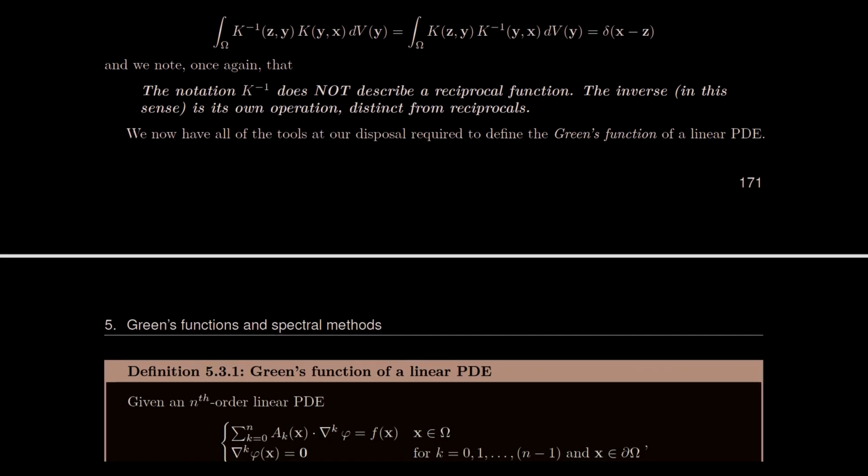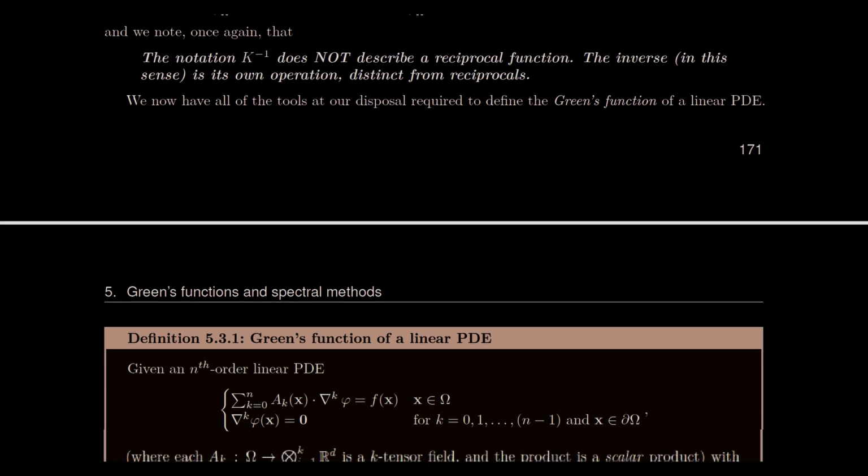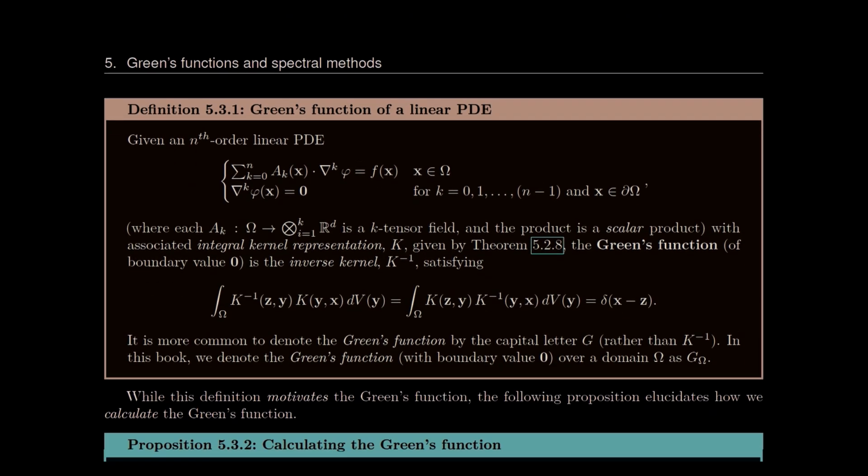And I do want to be careful with everybody, even though I've kind of been covering this the whole time. The notation k inverse does not describe a reciprocal function. The inverse in this sense is its own operation, distinct from reciprocals. So don't just pretend like you're going to make your life easy and say that 1 over k(y,x) is k inverse(y,x). Please do not do this. I don't want to see that. So don't do that. Keep that in mind. It's its own thing. K inverse is just whatever it is.